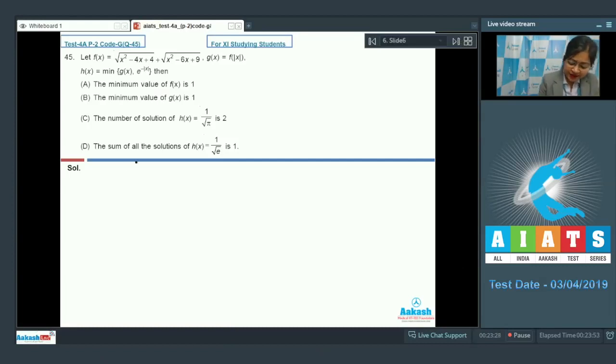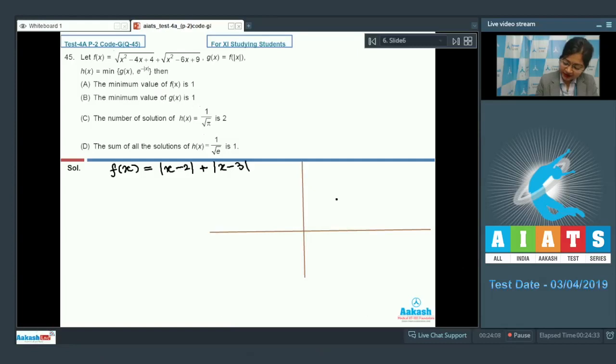Right. So firstly, let's make the graph of f(x), that is equal to mod of x minus 2 plus mod of x minus 3. How have I written it this way? Because the value inside, that is x square minus 4x plus 4, is equal to x minus 2 whole square. Similarly, x square minus 6x plus 9 is equal to x minus 3 whole square, right? So from that I have written f(x) equal to this. Also, g(x) is equal to f of mod x. So it's easier to solve the question by making its graph.